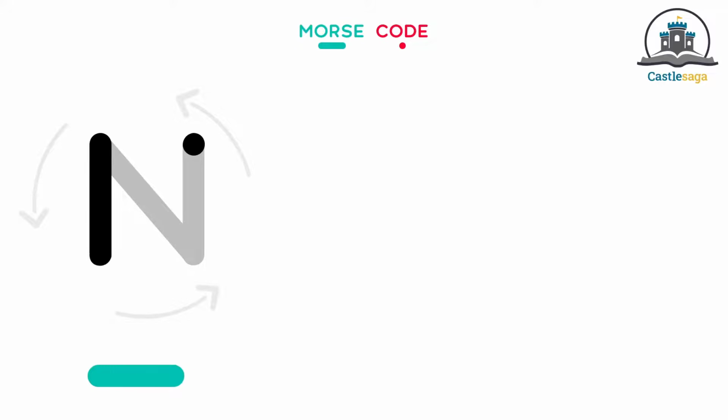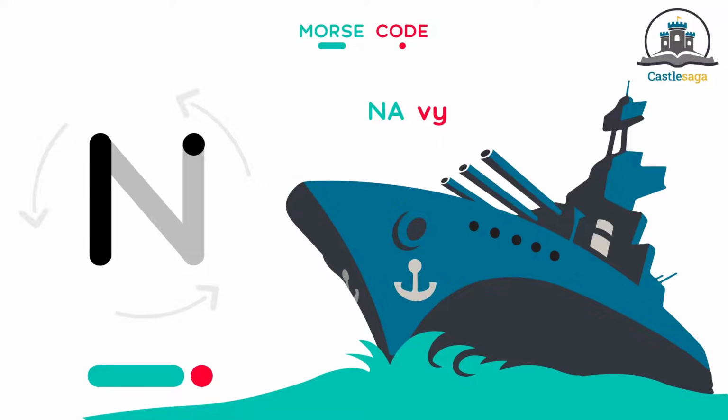Next letter, N. N is dash, dot. Counterclockwise. Da, dit. Notice, our very first letter A is dit, da. And N is da, dit. The word for N is navy. We all know what navy is. So, navy.